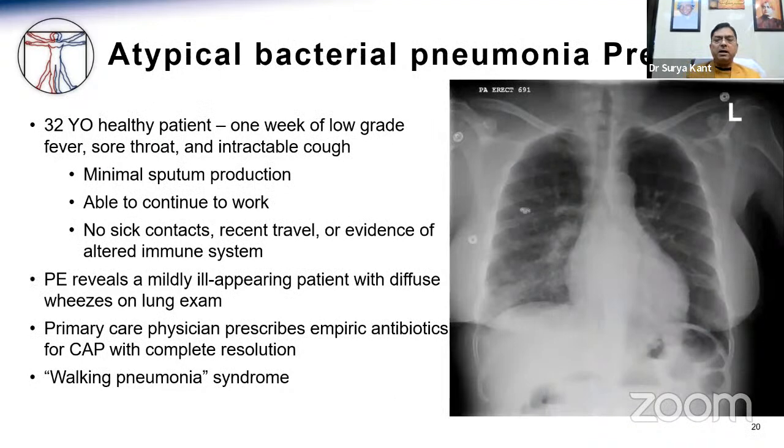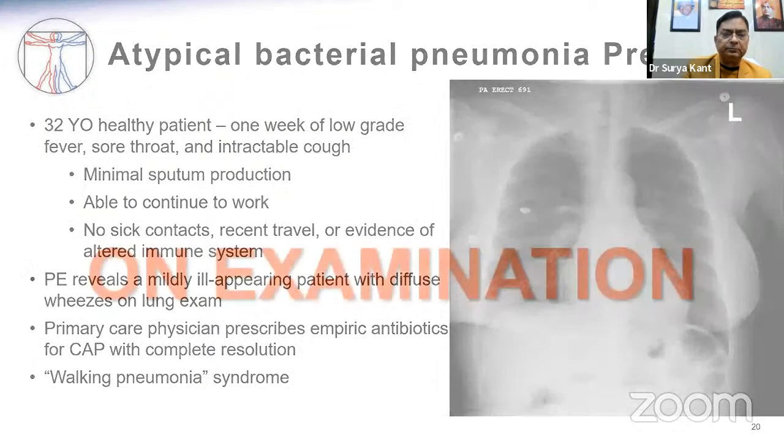In atypical pneumonia, there is no lobar pneumonia; usually patchy infiltrates are there, with minimal sputum production and low grade fever in comparison to high grade fever. Sore throat and intractable cough are there, but the patient is able to continue work, so not too ill. No sick contacts, recent travel, or evidence of altered immune system. The patient appears mildly ill with diffuse lung examination findings, and rhonchi may also be present. The primary care physician prescribes empiric antibiotics for community acquired pneumonia with complete resolution. This is called walking pneumonia syndrome.